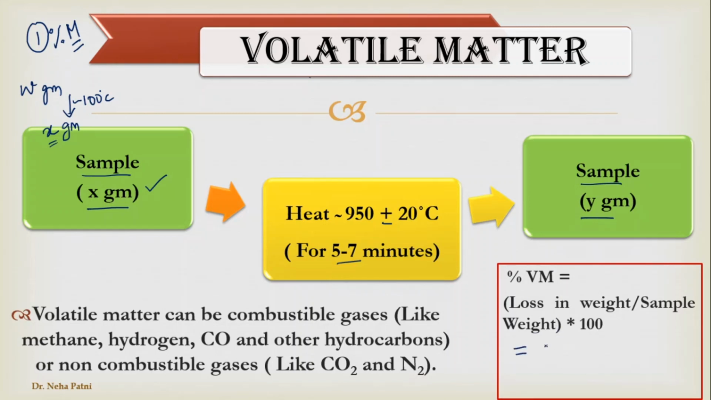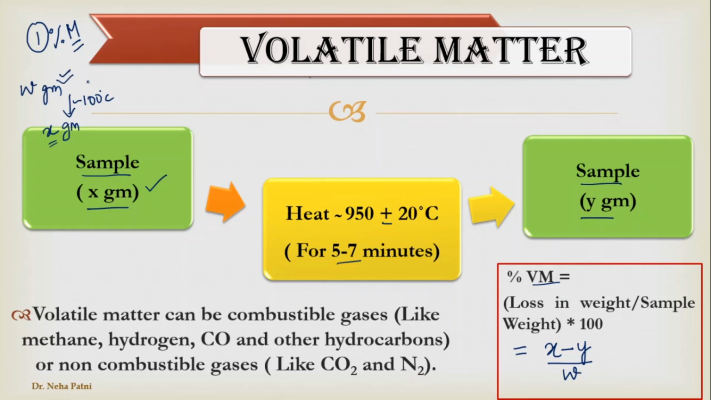So how much is gone? Obviously the loss in weight. We started with x, we ended up at y. So x minus y gram would be the loss in weight, and that is nothing but the volatile matter which is gone. Now you have to find out the percentage of volatile matter. How much percentage is there? For percentage calculation you need to divide by the sample weight. Now what sample weight have you taken? Are you going to write x here? No, you're not supposed to write x here, rather we have to write W. We started with W gram, I hope you remember.